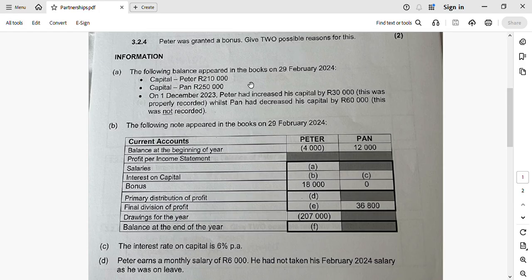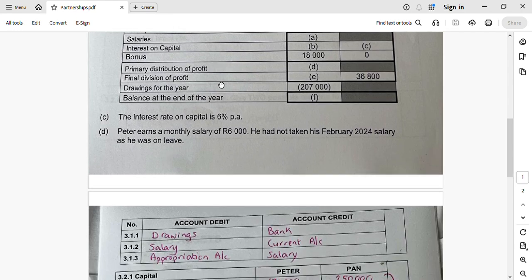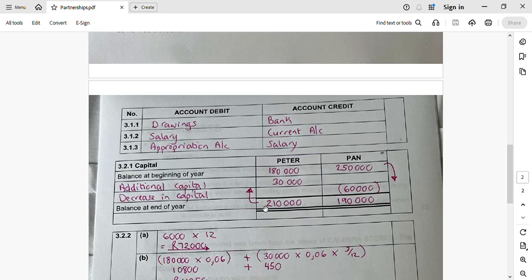And they tell you that on the 1st of December, Peter had increased his capital, and this was recorded. If that increase has been recorded, it means that 210,000 there will include that extra 30,000. In other words, that is what he ended up with. So then you're going to work this way up to get to your opening balance. So if you added 30 to get to 210, you take 210 minus 30 to get to the 180,000, which you must have started off with.